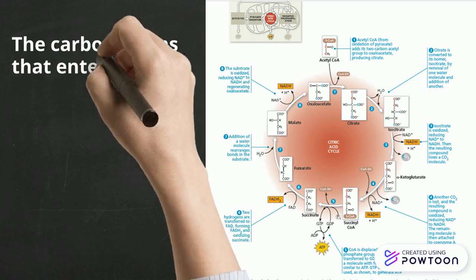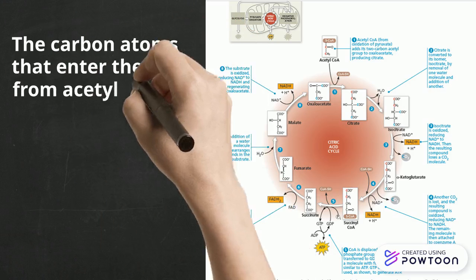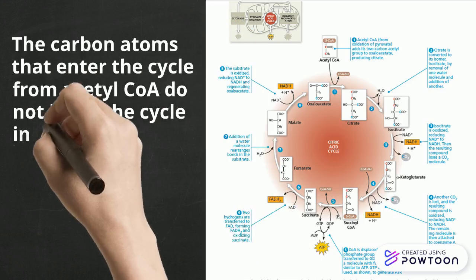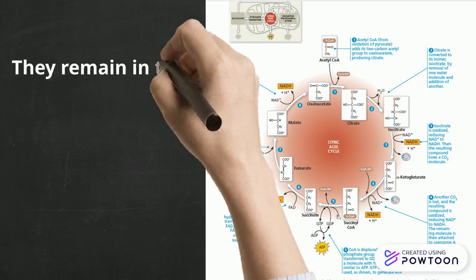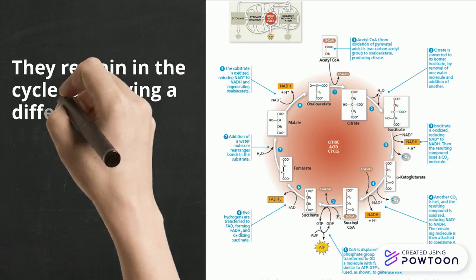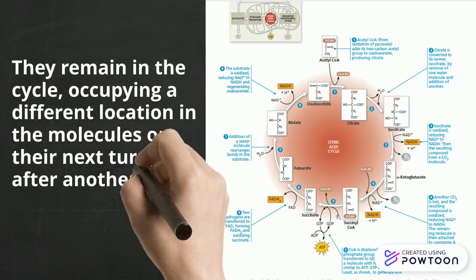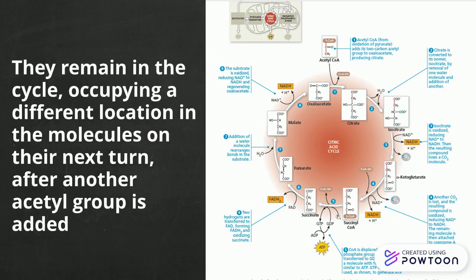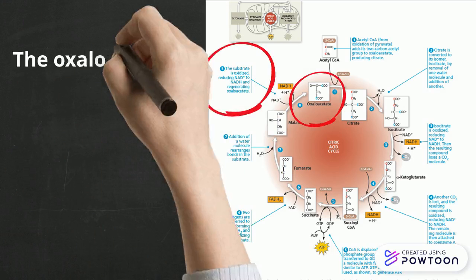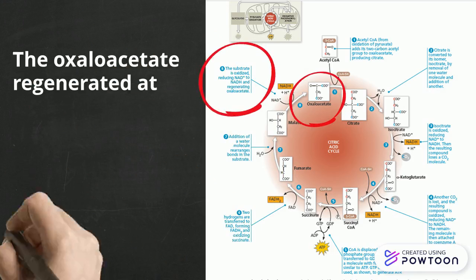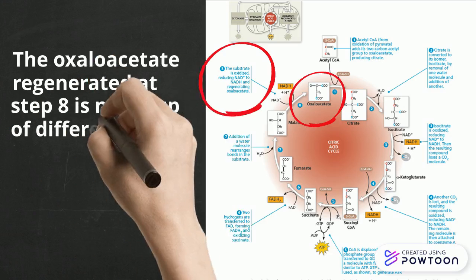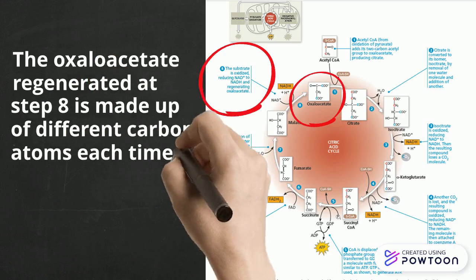Notice that the carbon atoms that enter the cycle from acetyl coenzyme A do not leave the cycle in the same turn. They remain in the cycle, occupying a different location in the molecules on the next turn, after another acetyl group is added. Therefore, the oxaloacetate regenerated at step 8 is made up of different carbon atoms each time.